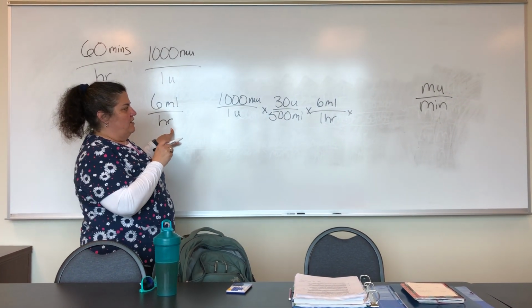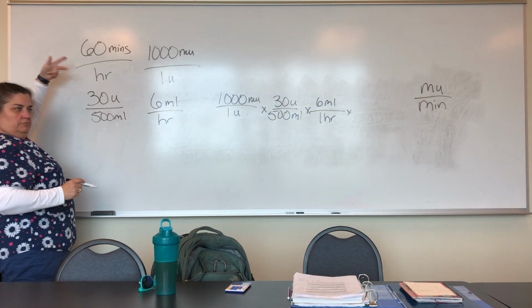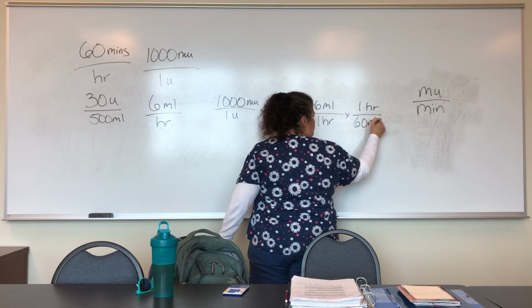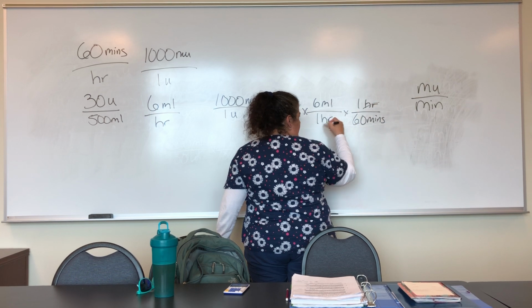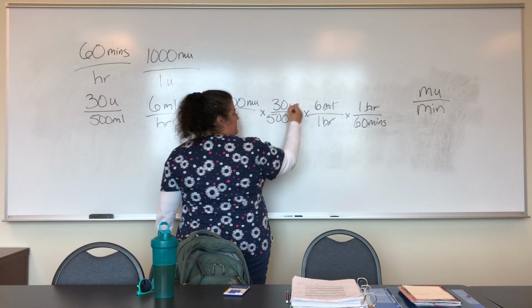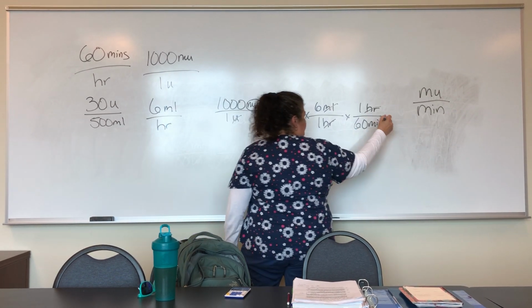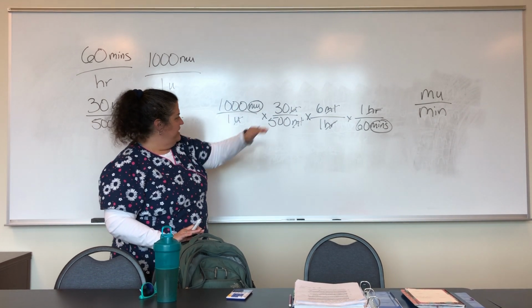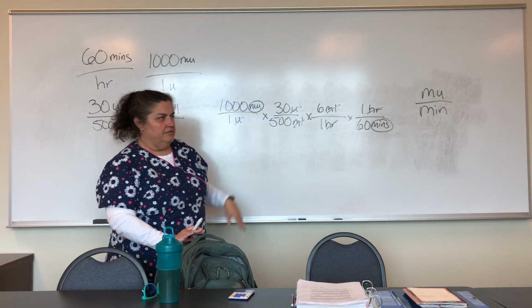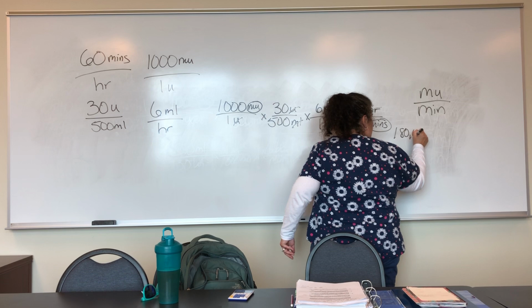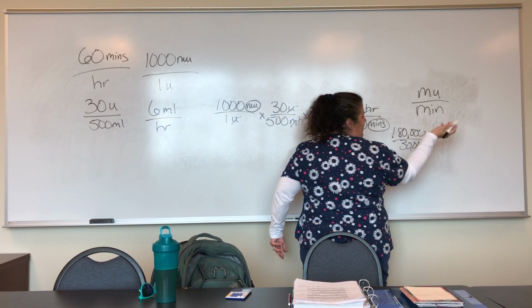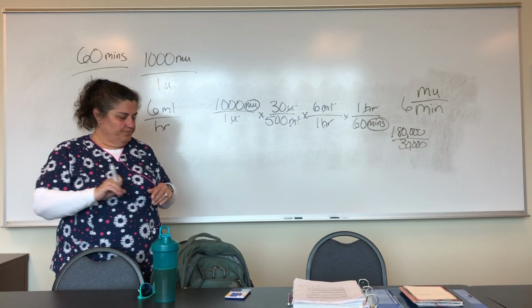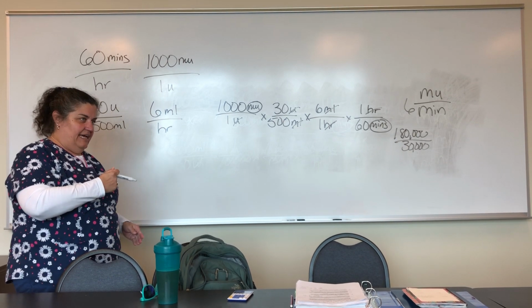And then finally, I want to cancel out hours and make sure minutes is on the bottom. I'm going to flip this one so that hours is on the top, 1 hour, and 60 minutes is on the bottom. Makes sense so far? Yes. So I'm canceling out hour, canceling out milliliters, canceling out units, leaving the end result milliunits per minute. Then you just multiply the top, 180,000 over 30,000, if my math is correct. Simplify that fraction, then it's 6 milliunits per minute. Does that make sense? Yes. Yeah? All right. With that in mind, I'm going to do it asking the opposite question.